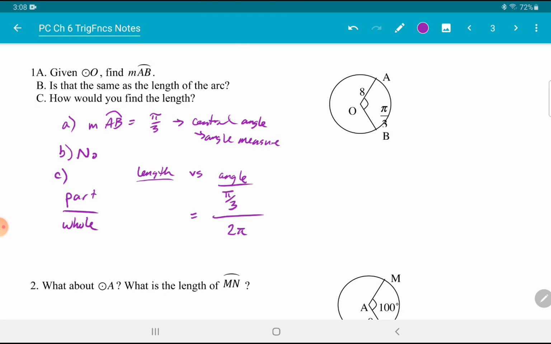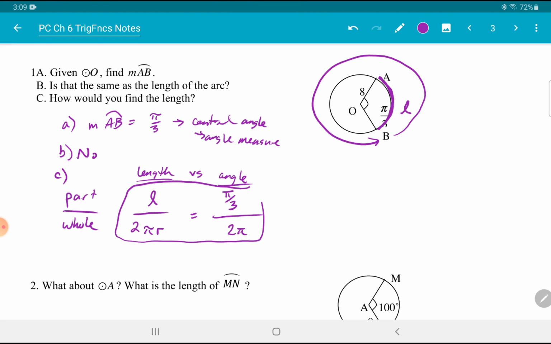Then we're also going to create a ratio for the lengths of what we want to find. What we want is the arc length, this part right here, which I'll call L since we can represent L with length. So the part is L, the length of that piece, the arc length, and we compare it with the whole of a circle. What's the whole length of a circle? That's the distance around a circle, the circumference, which is the same as 2 pi times r. So here we have set up a proportion in solving for the arc length being the L value.